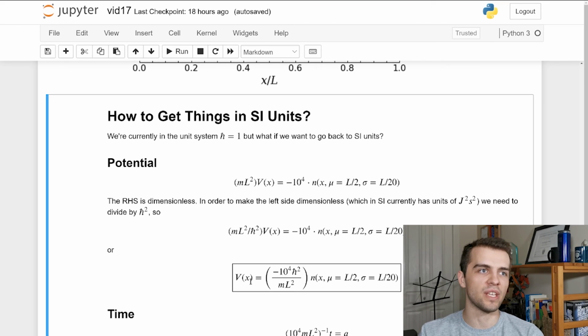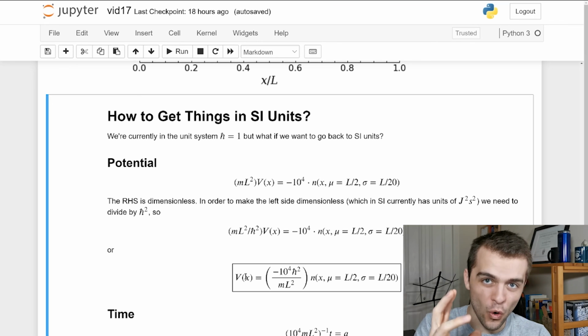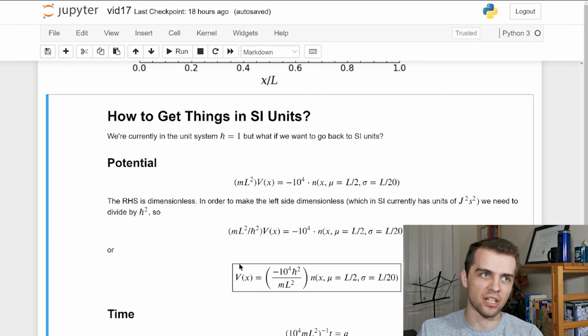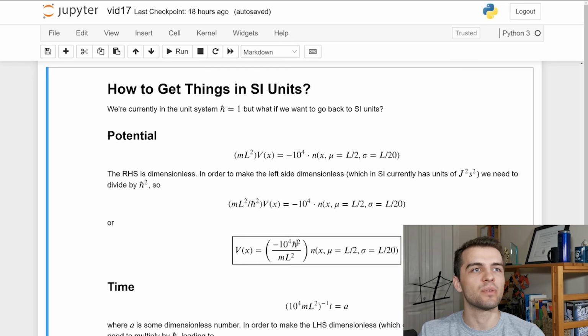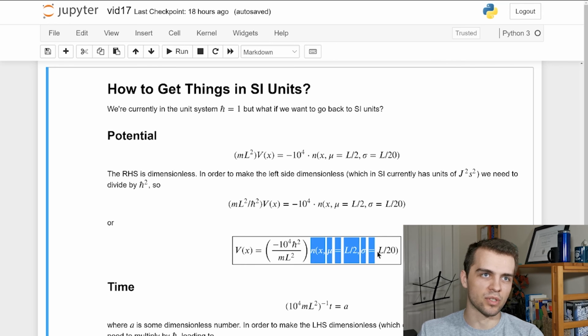In other words, the potential V of x, the dimensionful, right? This is the true potential with its units in SI, is equal to this quantity here. Minus 10 to the 4 h bar squared divided by m l squared times this dimensionless, of course. This is just the normal Gaussian curve.